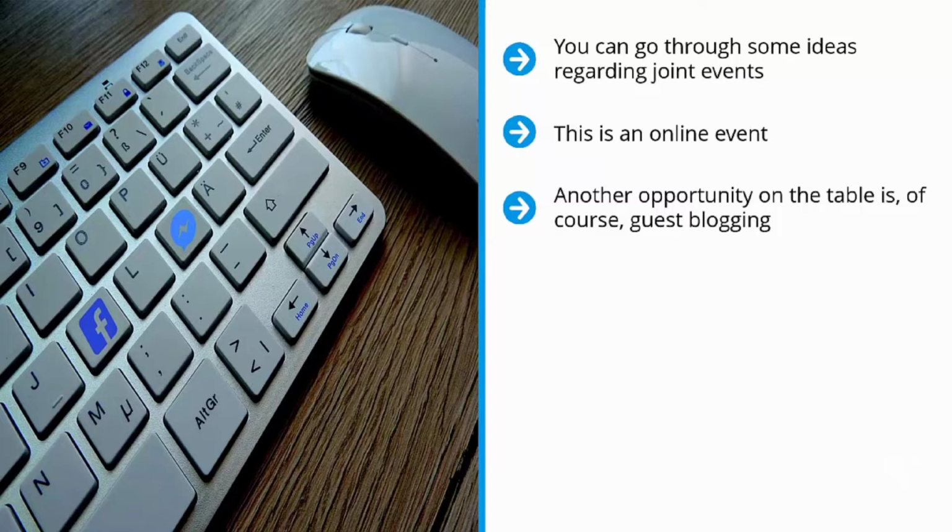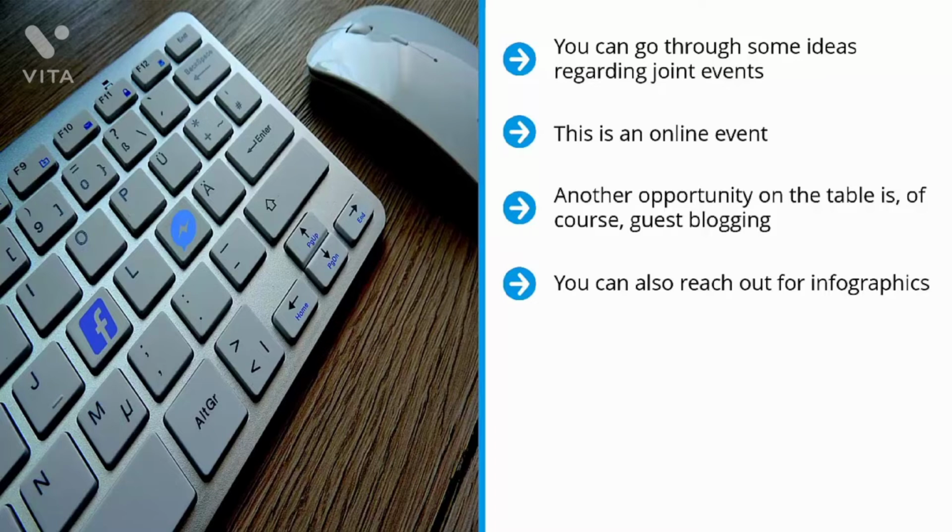Another opportunity on the table is, of course, guest blogging. You probably don't need me to remind you of how value-packed this is. Not only do you get eyeballs to your link, which can produce direct traffic, but you also get tremendous search engine optimization benefits if the partner has a high-value blog. You can also reach out for infographics. This means you create an infographic and you get the admin to post the infographic on their blog with a link back to you. Again, this boosts your SEO chances. Finally, you can collaborate on content. This is custom content intended for both your audiences.